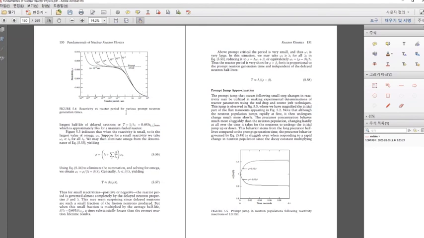When reactivity is very small, the relation between reactor period and reactivity is given as shown in equation 5.57. Above prompt criticality, the relation between reactivity and reactor period is given as in equation 5.58. In between, of course, we need to find a numerical solution.